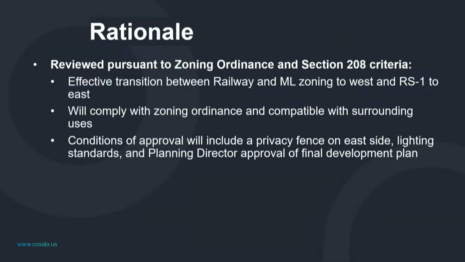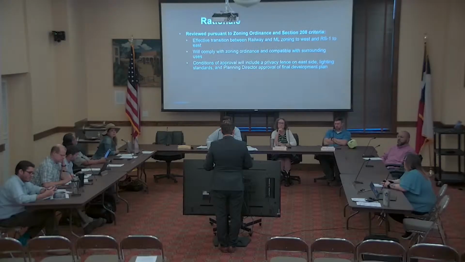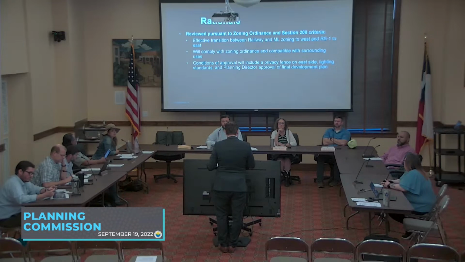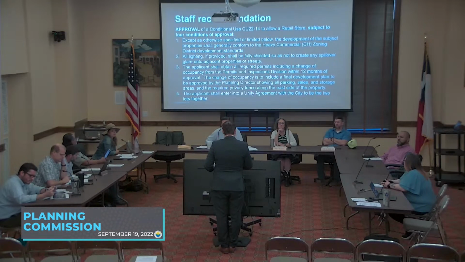So pretty straightforward. We believe it's a good transition from the ML zoning to the west and the RS1 zoning to the east. It's going to comply with the zoning ordinance. They're going to have to provide parking. And then conditions of approval will include that privacy fence. If they are putting in any lighting, they'll just have to have shields and things like normal conditional use standards. So we recommend approval subject to the 4 conditions.